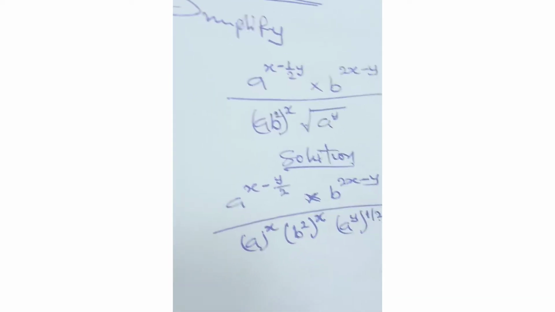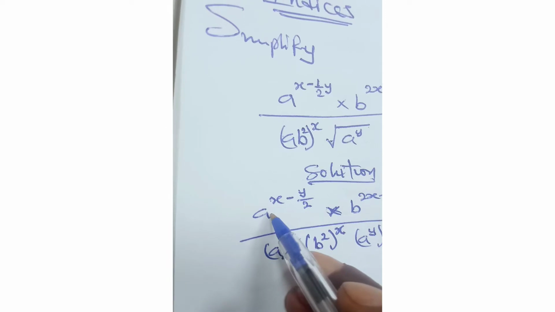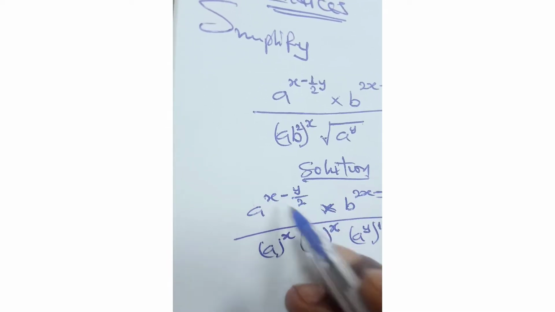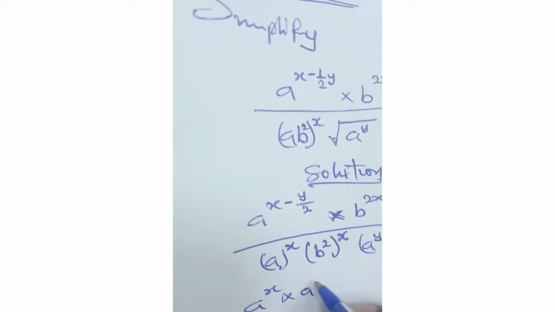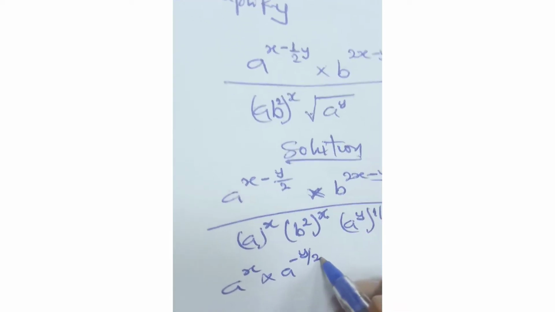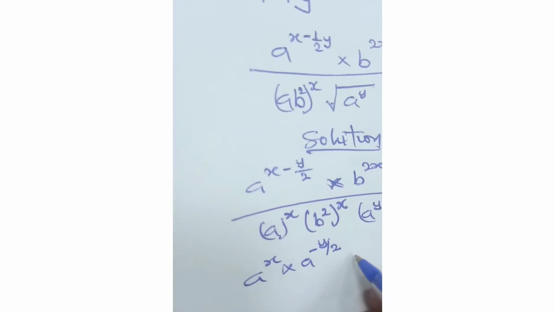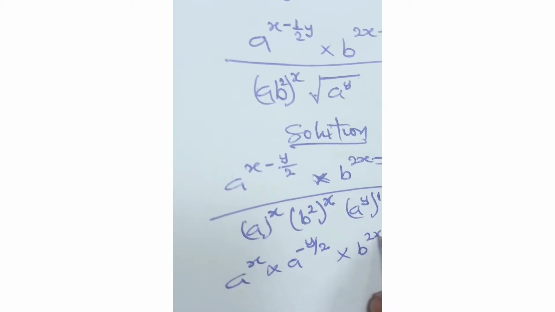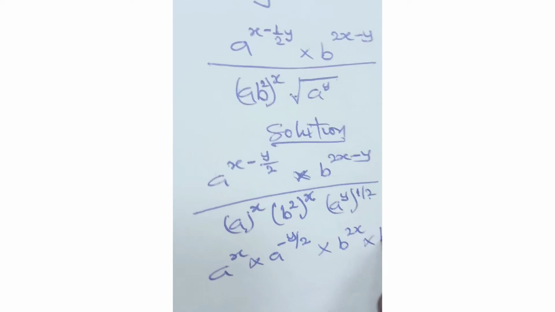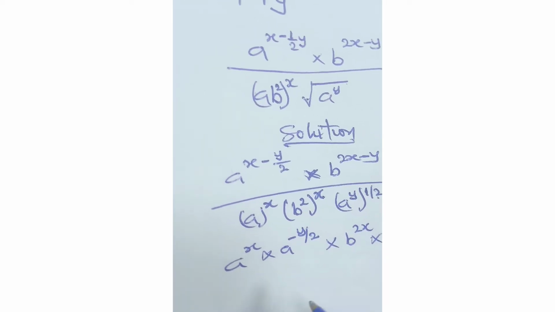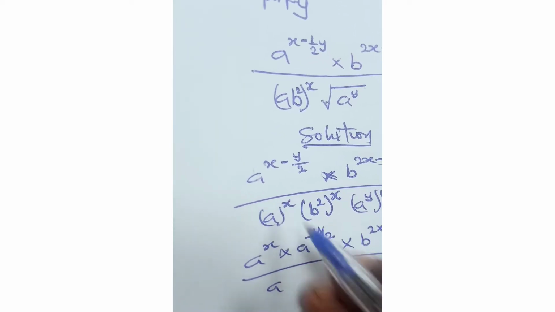Now, with this, we can simply say, back to this, remember we can split this to be a raised to power x times a raised to power minus y over 2. This is the same thing as this. Now, times b raised to power 2, we can rewrite this also to be b raised to power 2x minus b raised to power minus y rather, over this is a raised to power x.